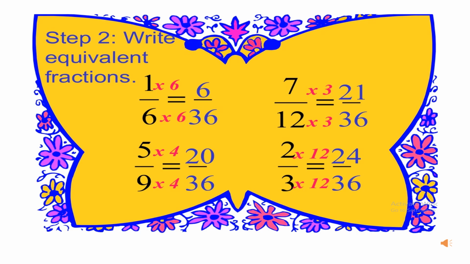The second fraction is 5 by 9. Let's make the denominator 36 here also. How many times 9 goes in 36? We know it's 4 times. Let's multiply numerator and denominator by 4. Similarly, 7 by 12 is to be multiplied by 3. We get 21 by 36. The last fraction 2 by 3 is to be multiplied by 12 in order to get 24 by 36.